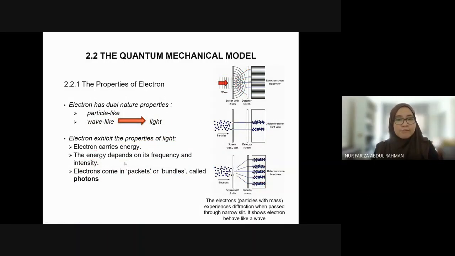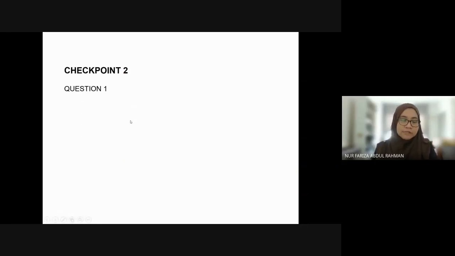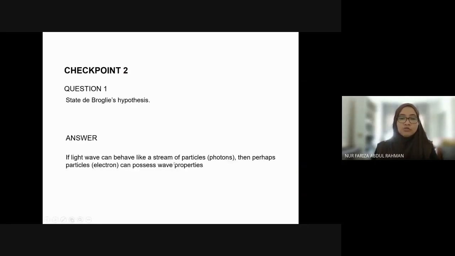So if the question asks for the hypothesis or postulate of de Broglie, you have to highlight the duality properties of an electron. You may say duality properties of electron, or that an electron can behave as a particle and also as a wave.